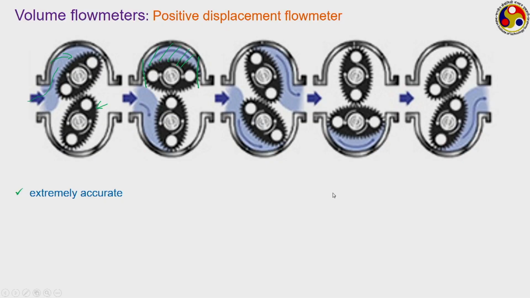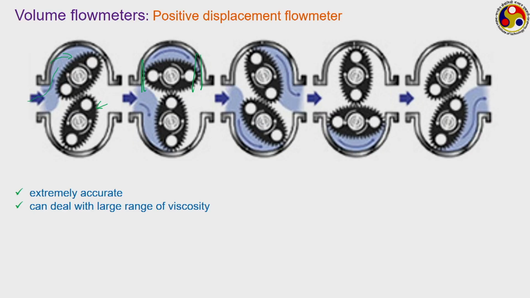They are extremely accurate. The only way there can be loss is through the small gap which may be left in between these portions. Generally they are quite tight fit, well sealed through the use of lubricating oils, but there may be a small amount of slippage. Otherwise they are very accurate. They can deal with a large range of viscosities. In fact, they are more suitable for high viscosity fluid, because the higher the viscosity, the lesser is the chance of slippage through that gap. But for common fluids or low viscosity fluids also they can give quite good performance.